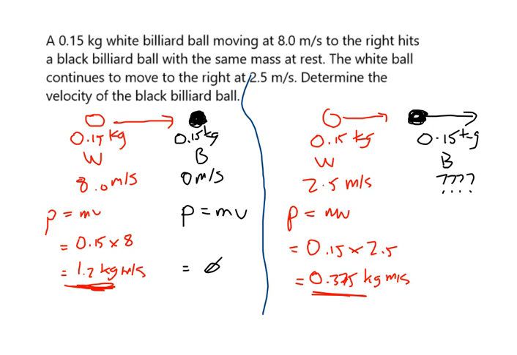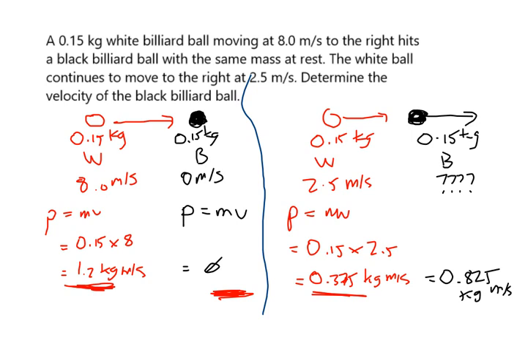Transferred to the black one, right? So all I've got to do then is subtract these two, right? 1.2 minus 0.375 means the missing momentum should be 0.825 kilogram meters per second. That's how much momentum the black ball should have.